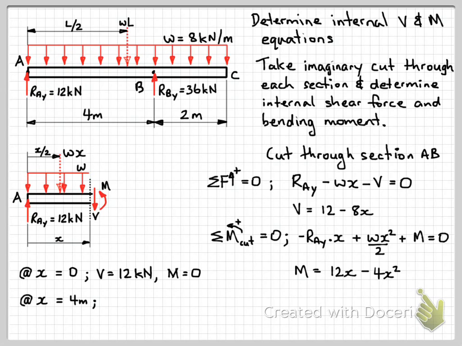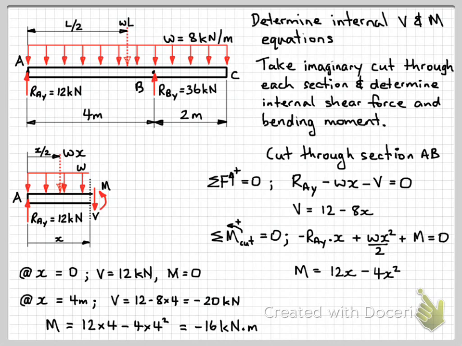Alright, so at x equals 4, so at point B, do the same thing again, substitute into our shear force equation. x equals 4 gives us a shear force of minus 20 kilonewtons. Do the same thing for our moment, substitute 4 into here, and that gives us a moment of minus 16 kilonewton meters.